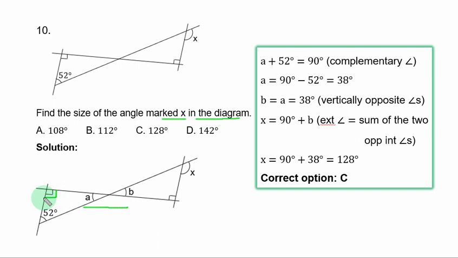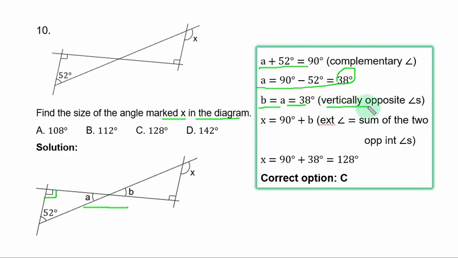That triangle is a right angle triangle. You can as well add the two angles and equate it to 90. That is complementary angles. That is what you have here. And A is equal to 38 degrees. B is equal to A, equal to 38 degrees.